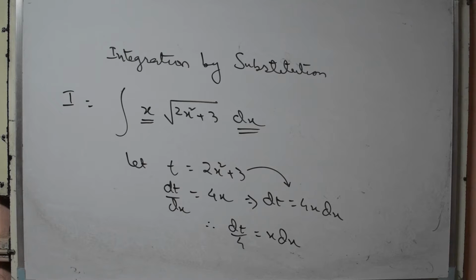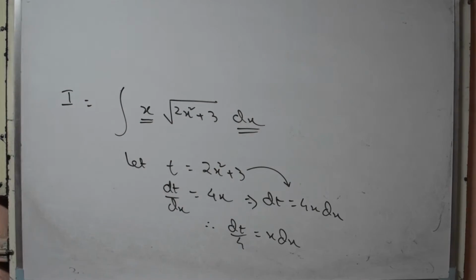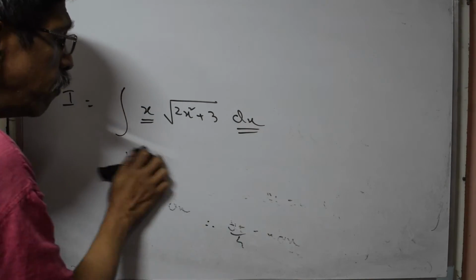So what we are finding in integrating this expression, when we take root over 2x square plus 3 into x and then dx, is that we substitute the portion of the function, 2x square plus 3, as t, and after differentiating it we get 4x. So dt is equal to 4x dx. Adjusting, we will get x dx. That means now we get that x dx as dt by 4.